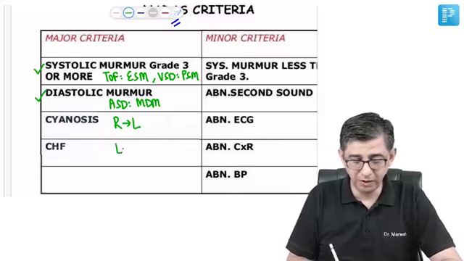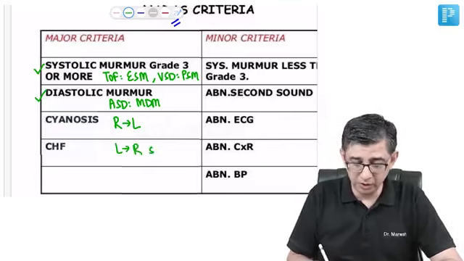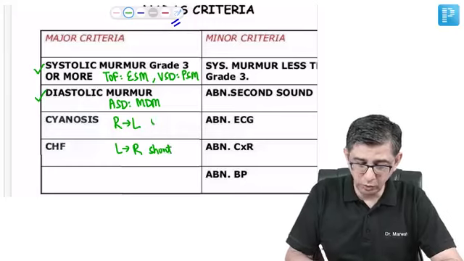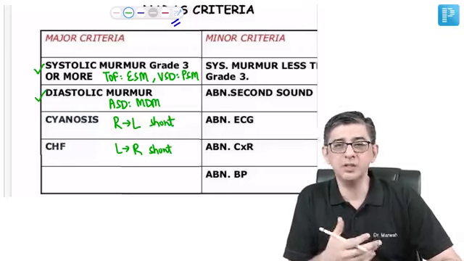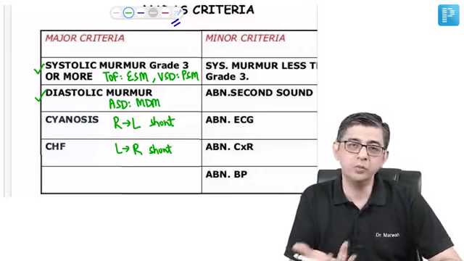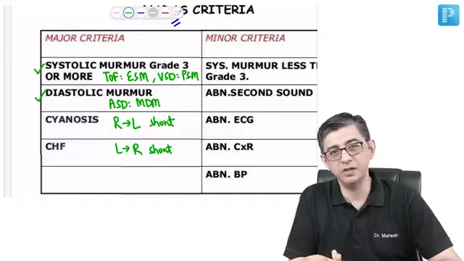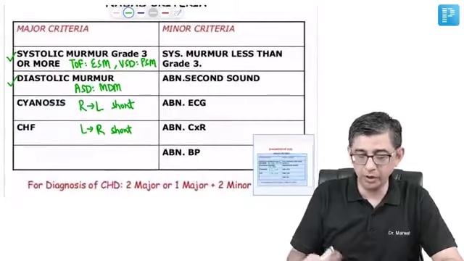As far as congestive heart failure is concerned, why would it occur? That would be due to volume overloading if there is a presence of a left to right sided shunt. So remembering the major ones are easy. Cyanosis and heart failure are standard features of right to left and left to right, plus presence of both kind of murmurs, systolic as well as diastolic. When it comes to the minor criteria, you will see the word abnormal written lots of times.